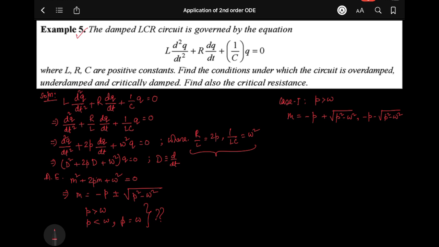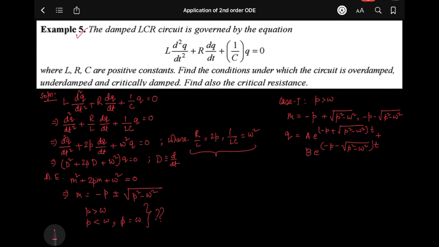So in that case the solution, because it is homogeneous, no particular integral part, is given by q equals a e power (minus p plus root over p square minus omega square) t plus b e power (minus p minus root over p square minus omega square) t, where a and b are arbitrary constants.